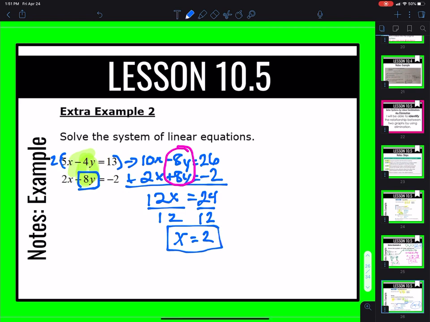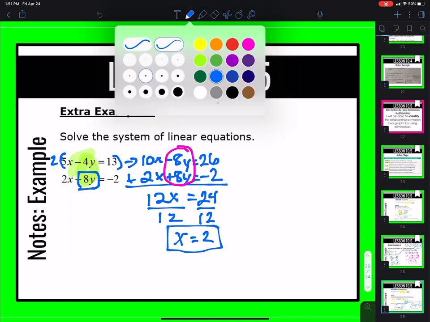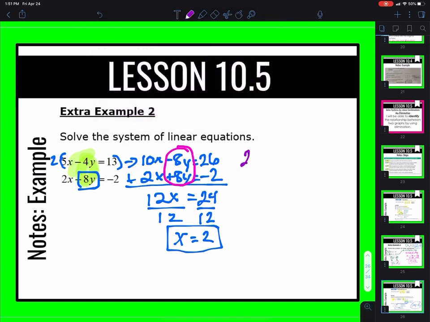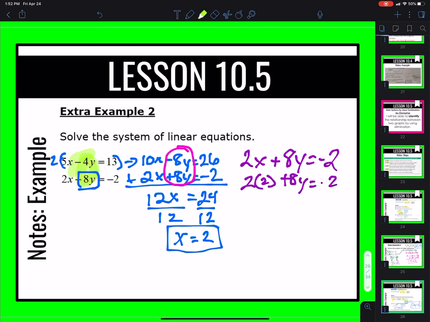Now that we've solved for x, we can go ahead and plug our x in for one of the equations and then solve for y. So I'm going to choose to use the 2x plus 8y equals negative 2. No real reason. I could have used the top one if I wanted to. I just chose this one. So now I have 2 times 2 plus 8y equals a negative 2. I took this 2 and plugged it in to the x value because that's what x equaled.